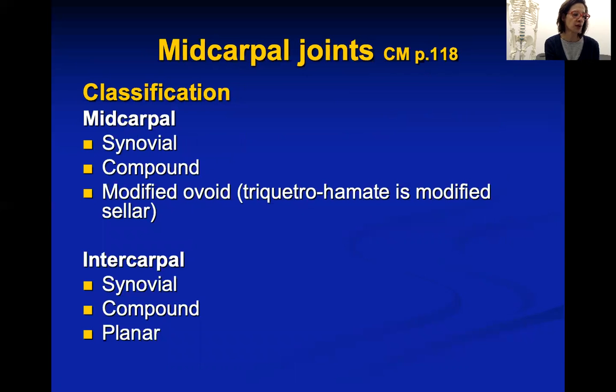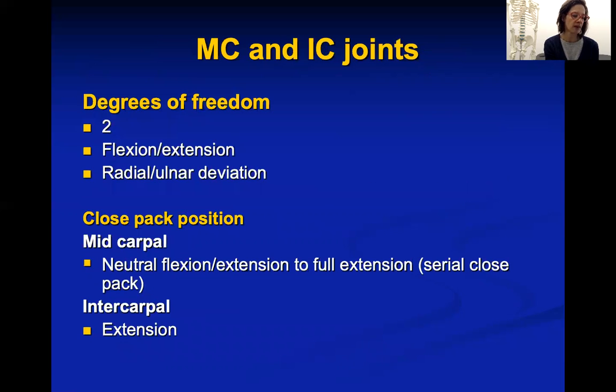The midcarpal joint is synovial, compound, because they're all in the same capsule, and a modified ovoid. The triquetrium-hamate is a modified sellar. The intercarpal is synovial, compound, and planar. So the degrees of freedom: flexion, extension, and radial and ulnar deviation. There are 2 degrees of freedom in the midcarpal and intercarpal joints.